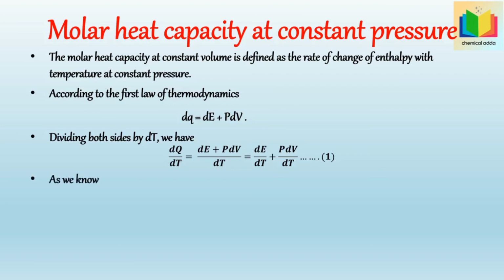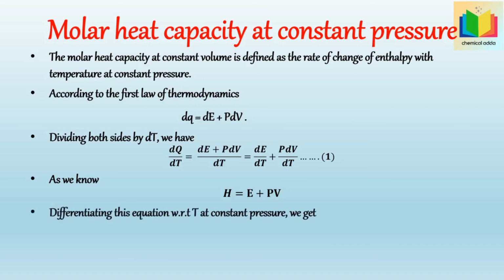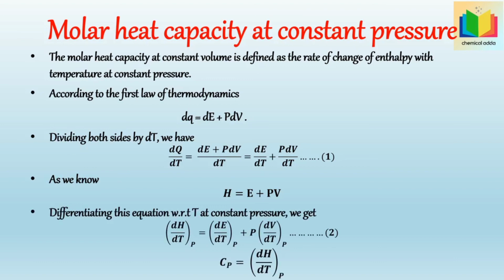Now, as we know from the definition of enthalpy, H is equal to U plus PV. So, after differentiating this equation with respect to temperature at constant pressure, we get dH by dT at constant pressure is equal to dU by dT at constant pressure plus P into dV by dT at constant pressure. If we compare equations 1 and 2, we get Cp is equal to dH by dT at constant pressure. This is the equation of molar heat capacity at constant pressure.